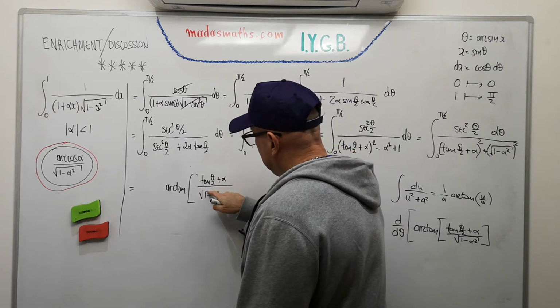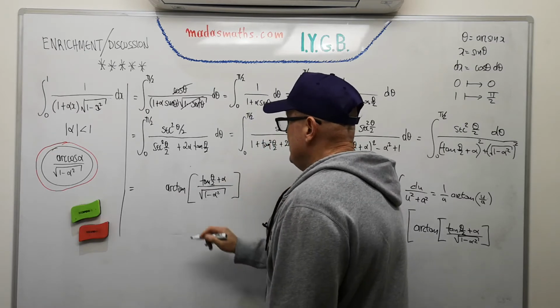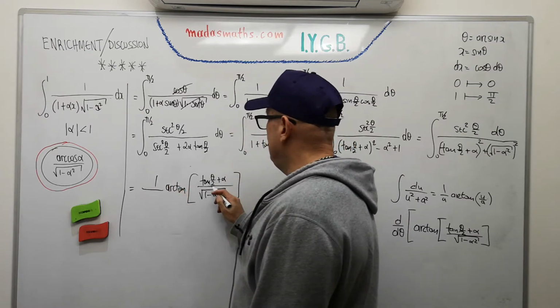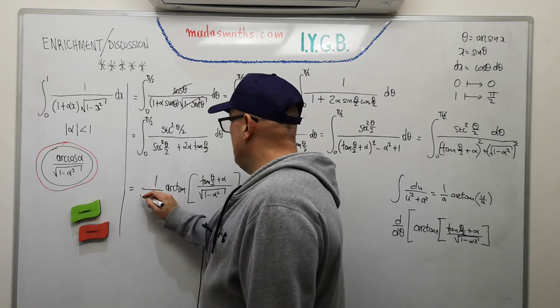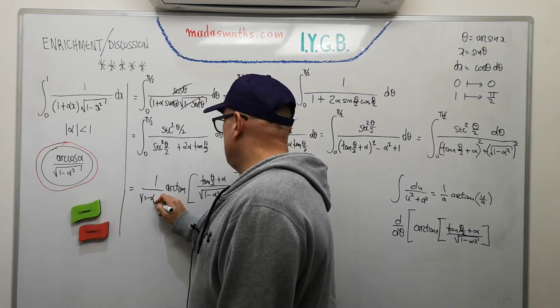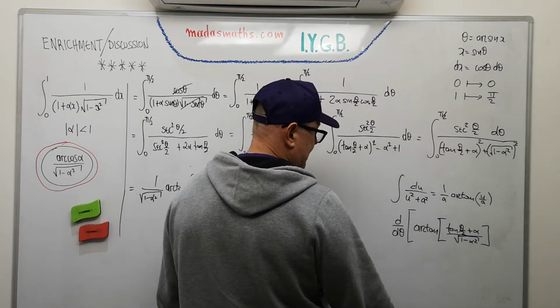Close the square root. And of course on the outside I have 1 over a, that's this bit here. So that's 1 over the square root of 1 minus alpha squared. Now I need to check for any other change.